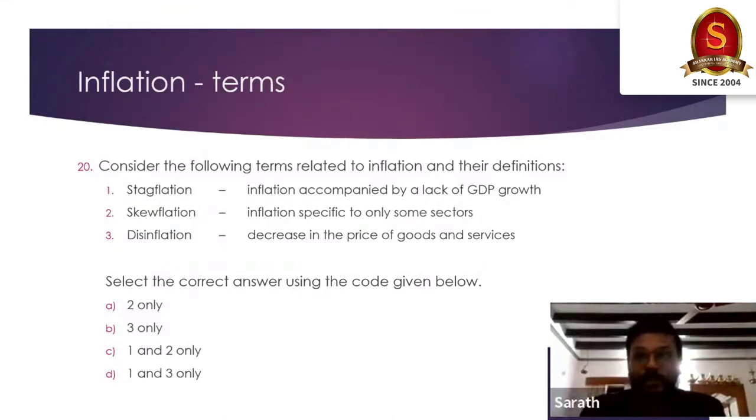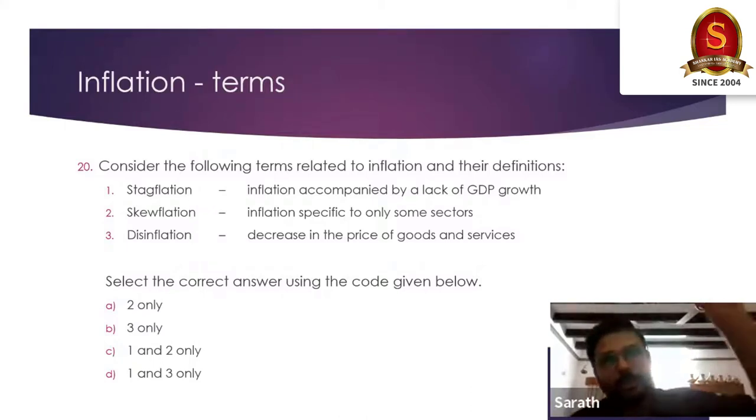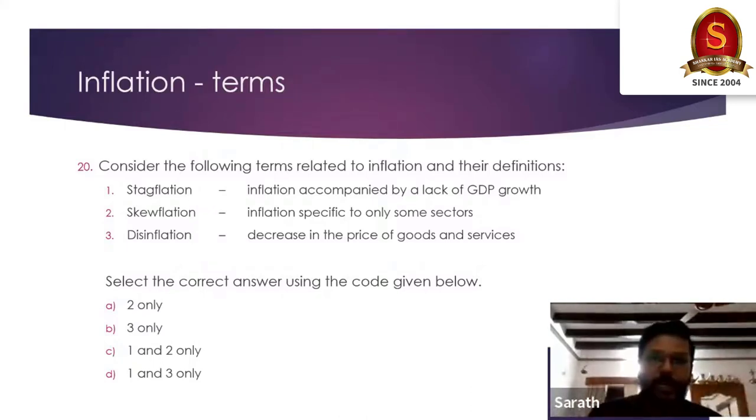So inflation accompanied by a stagnation or a drop in GDP growth is called stagflation. So inflation accompanied by a lack of GDP growth is correct. Skewflation, skewed inflation. In some sectors alone, there is inflation, while other sectors largely remain unaffected. Let's say food prices alone are rising, all other areas remaining low. Fuel prices alone are rising, all other sectors remaining fairly stable. That is skewflation. Skewed inflation is skewflation. So it is correctly matched. Inflation specific to only some sectors.